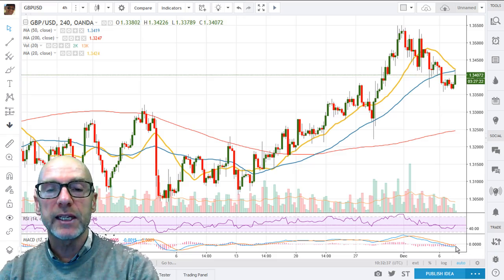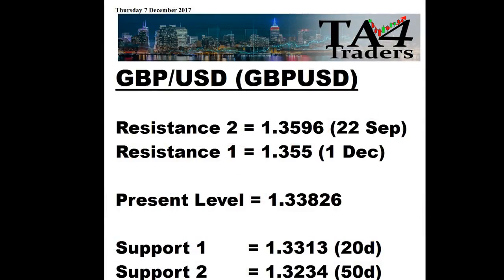Okay, looking at the support and resistance levels. We've got resistance from the high of the 1st of December, 135.50. Then the high of 22nd September, 135.96. With supports at the 20-day, 133.13, and the 50-day, 132.34.